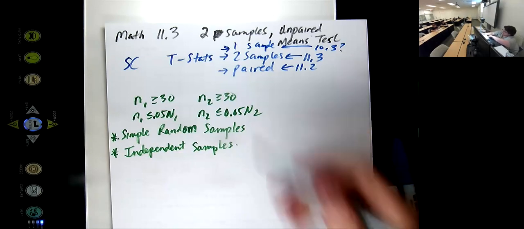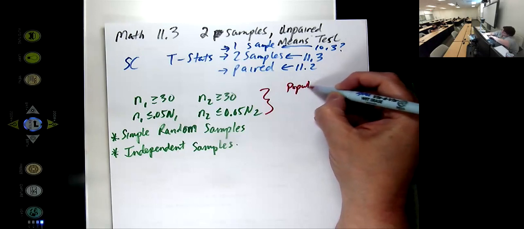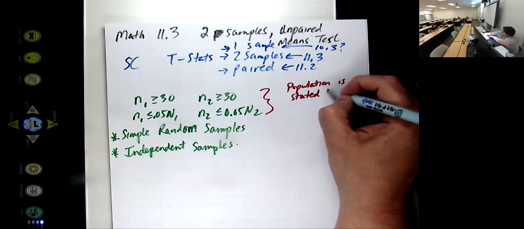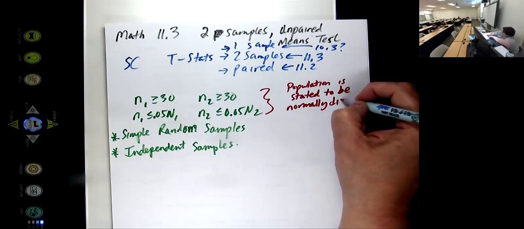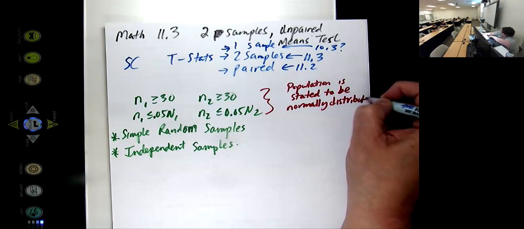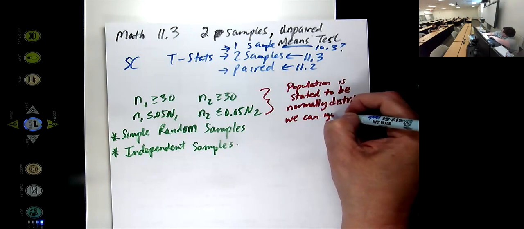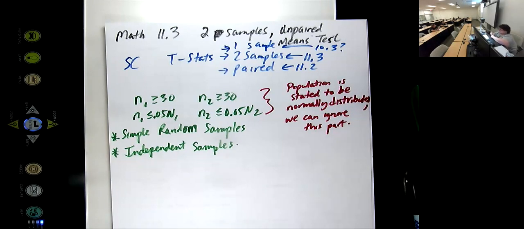This top part can be waived if the population is stated to be normally distributed. If that's the case, we can ignore this part. Ideally you don't. 30 isn't a lot of people to ask for two different groups.